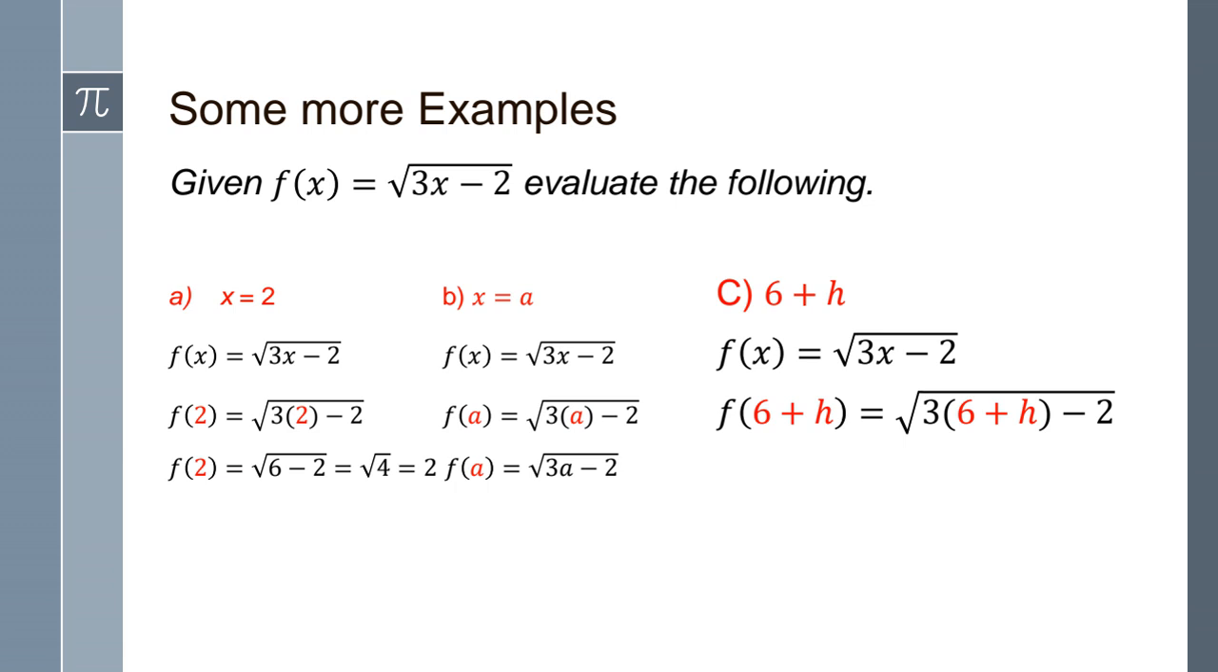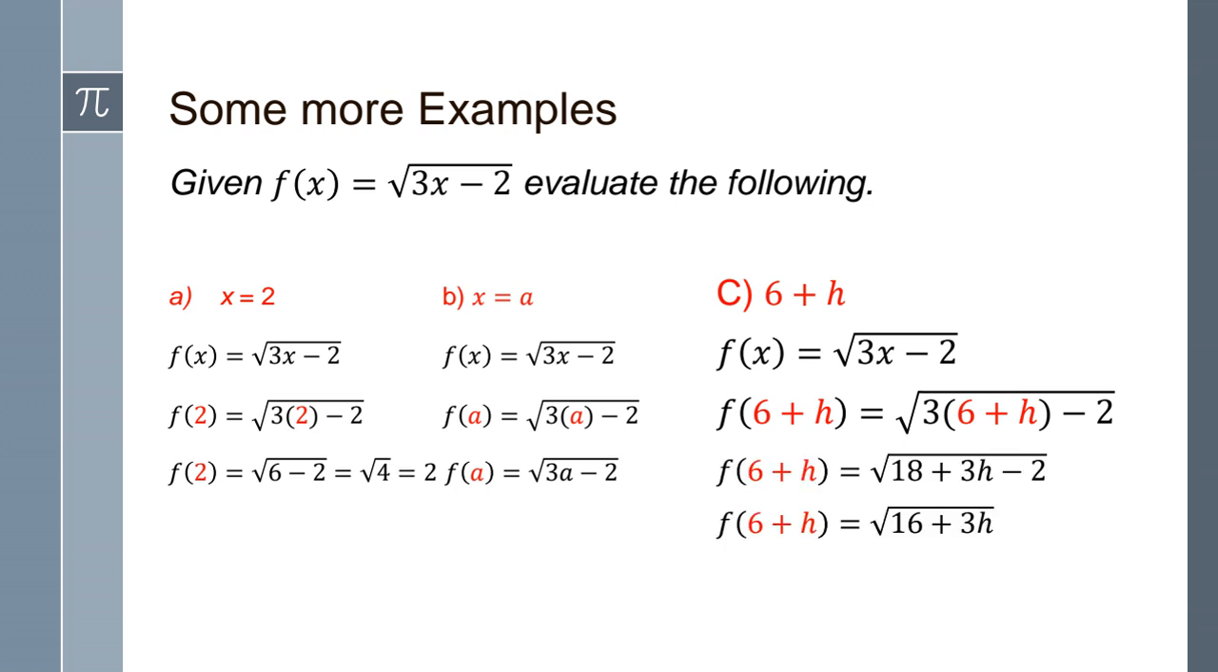So when I do that, 3 times 6 is 18. 3 times h is just 3h. I can get rid of the parentheses now, and I have the minus 2. Okay. Now I can combine two like terms. I have a constant of 18 and I have a constant of negative 2. So 18 minus 2 is 16, and I cannot combine these any further, so this would be my final answer. The input, 6 plus h, is going to produce the square root of 16 plus 3h. Okay? So this is how we evaluate functions.